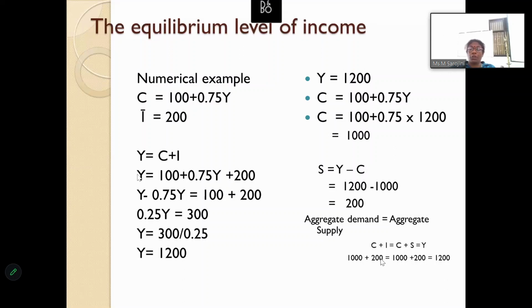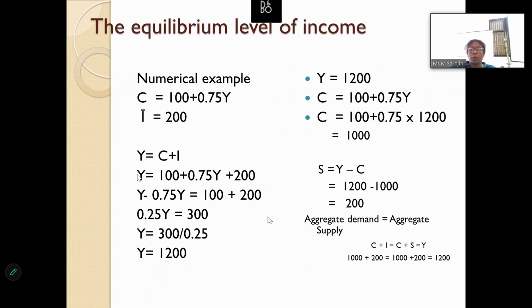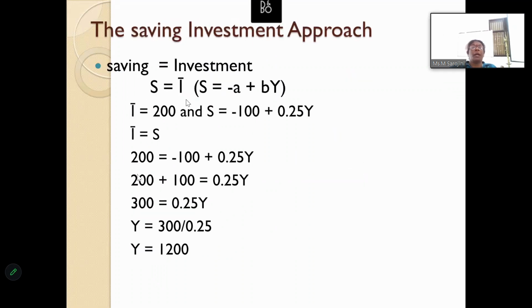The investment and saving approach explains that saving is equal to investment. Already we have the investment, but we don't know the savings. We can derive the saving function from the consumption function, and it is easier to derive the saving function from the consumption function. Here, our equation is I is equal to S, and from the consumption equation we have to derive the saving function.